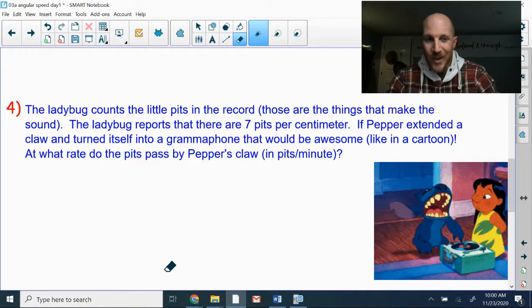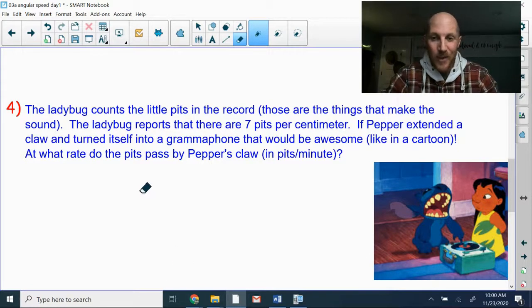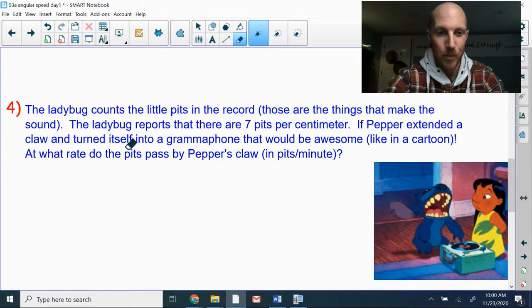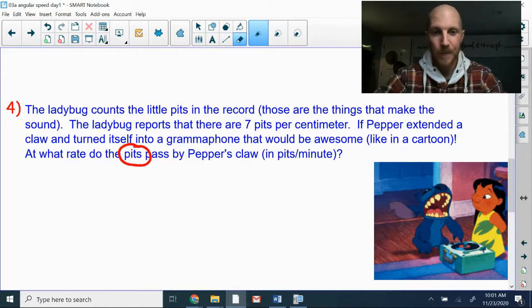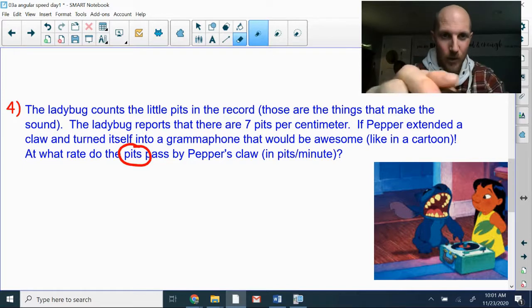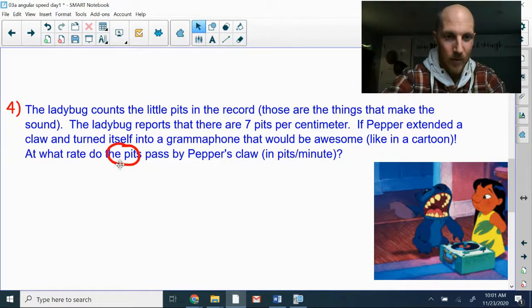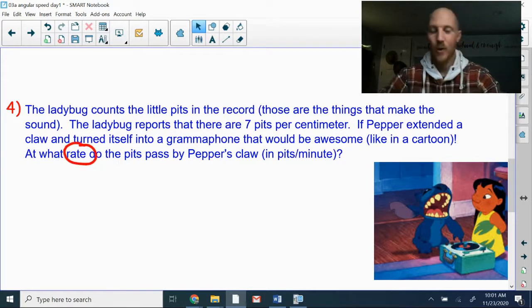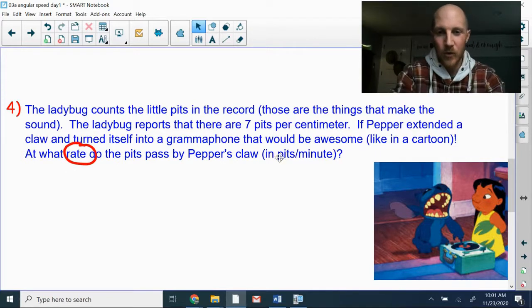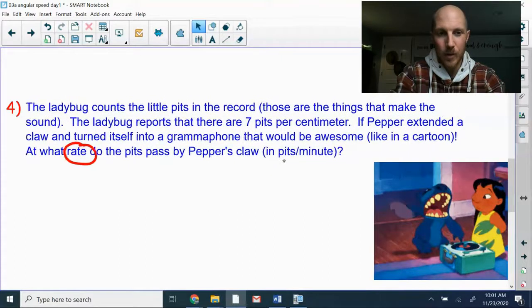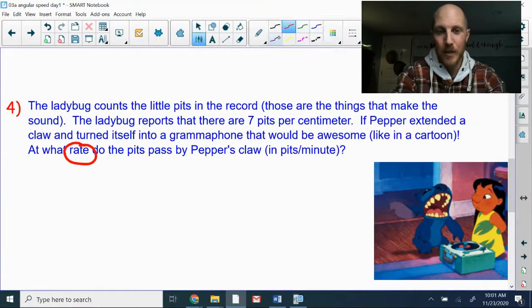So if Pepper extended a claw, turned himself into a gramophone, like Stitch, that'd be awesome, obviously. But at what rate do the pits pass by Pepper's claw in pits per minute? Well, I circled the wrong word. I'm trying to circle rate. Rate implies some kind of speed, right? And the directions here tell us we're looking for pits per minute.